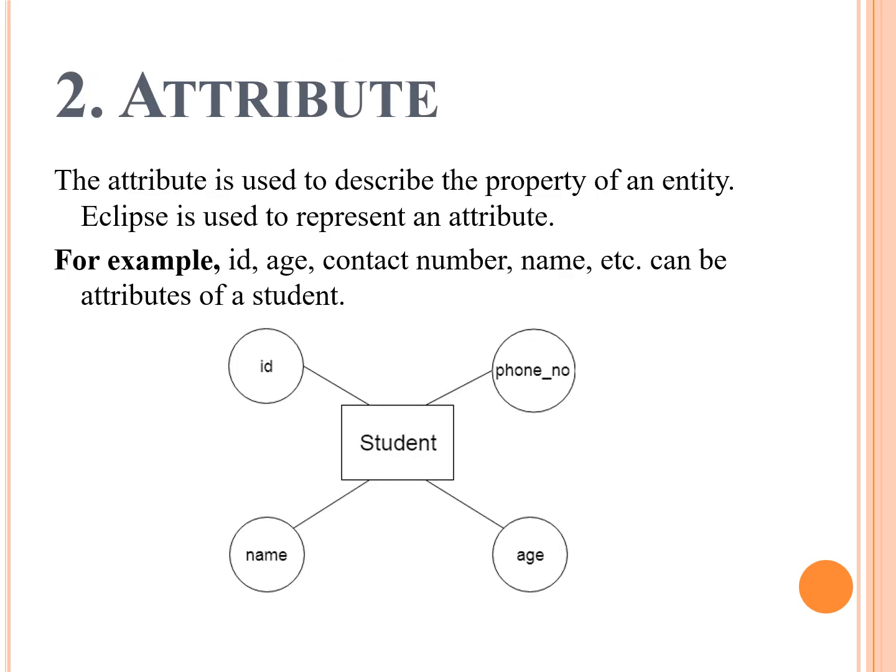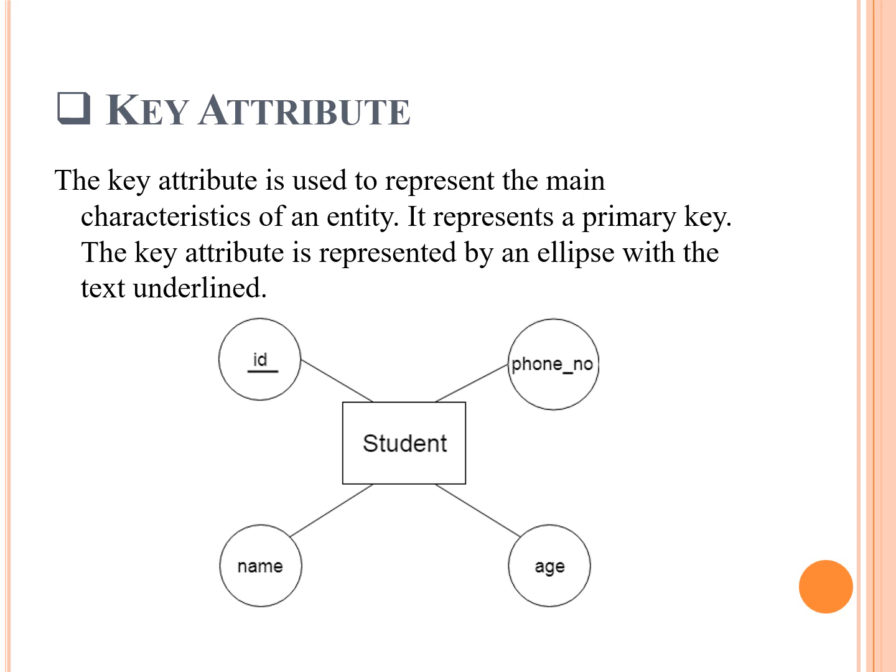Next one will be the attribute. It is used to describe the property of an entity. An ellipse symbol is used to represent an attribute. Here the ID, age, contact number, name are the attributes of the student. Here student is the entity and ID, phone number, name, age and sex are the attributes of that entity.